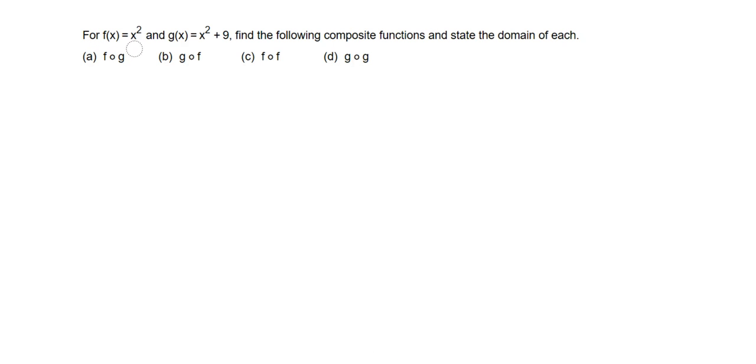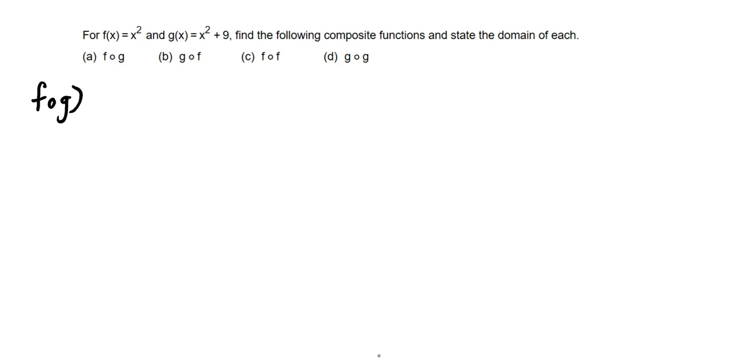For f of x equals x squared and g of x equals x squared plus 9, find the following composite functions and state the domain of each. The first one we're going to work on is f composed with g.